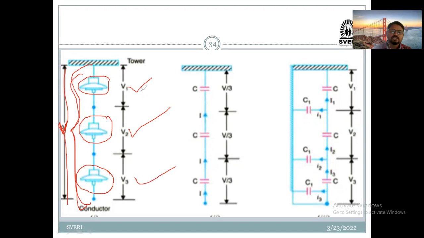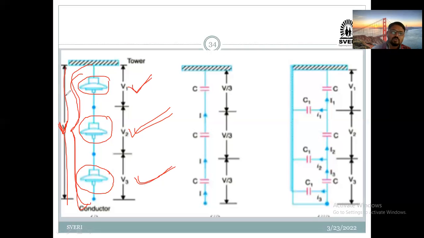So what happens here? This is nothing but the V1, this is the V2, and this is nothing but the V3. See here, in this particular second figure, there is self capacitance present here, but the shunt capacitance is not present here. Okay, yeah, second figure madhe shunt capacitance present nahi hai, but self capacitance present hai. Means what happens, if only self capacitance is present here, whatever this particular distribution of the potential, that is nothing but the voltage, is the same here.